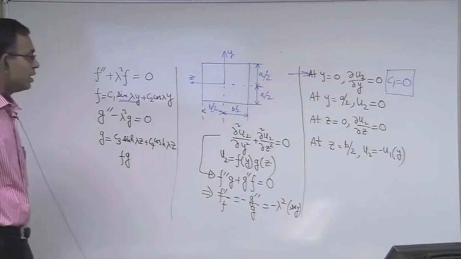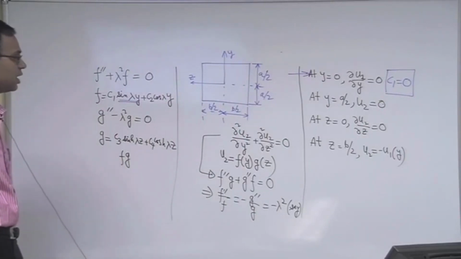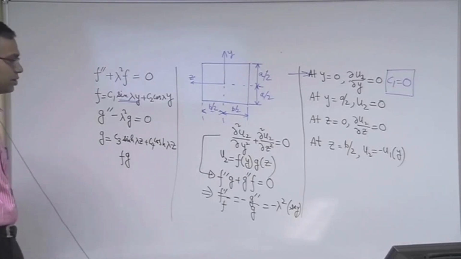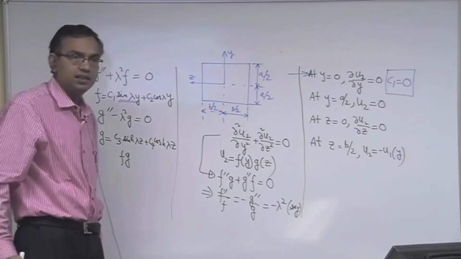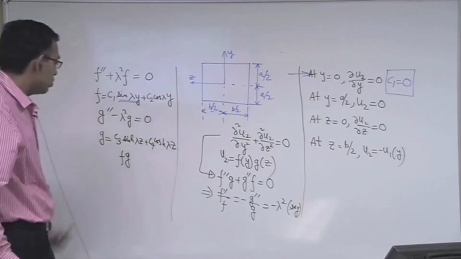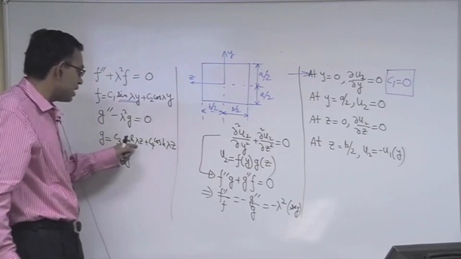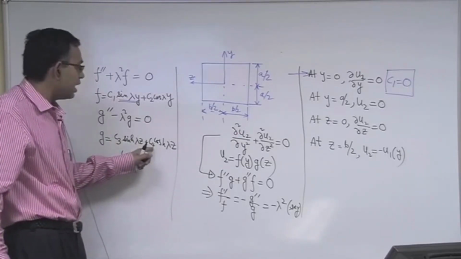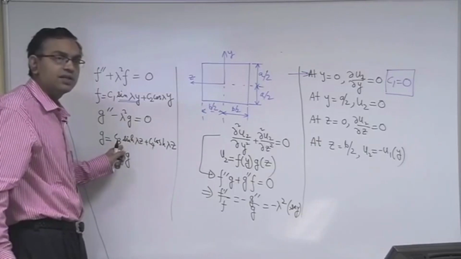Similarly, let us consider the third boundary condition. At z is equal to 0, del u2 del z equal to 0, that means dg dz equal to 0. When you differentiate, sin h will become cos h and cos h will become sin h, and by the same logic you will have C3 equal to 0.